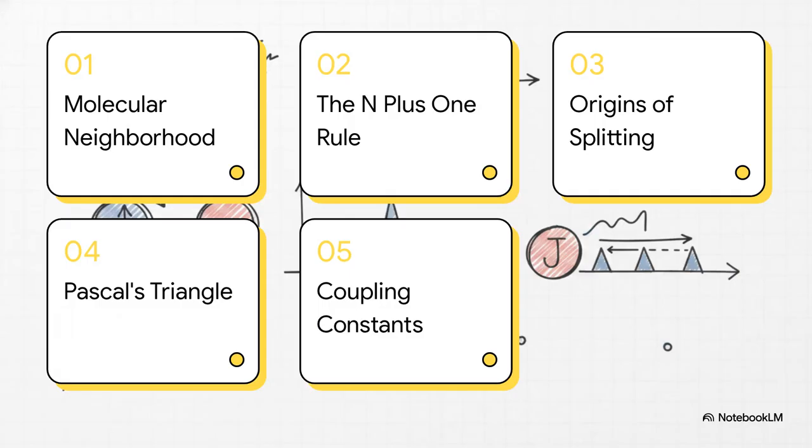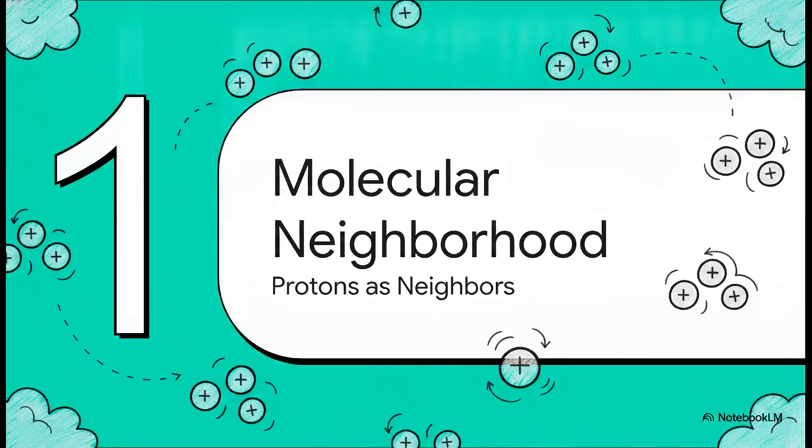So, here's our quick roadmap for today. First, we'll look at the molecular neighborhood, then the N+1 rule, the origins of splitting, Pascal's triangle, and finally, measuring coupling constants. All right, part one, the molecular neighborhood. We're looking at protons as neighbors.